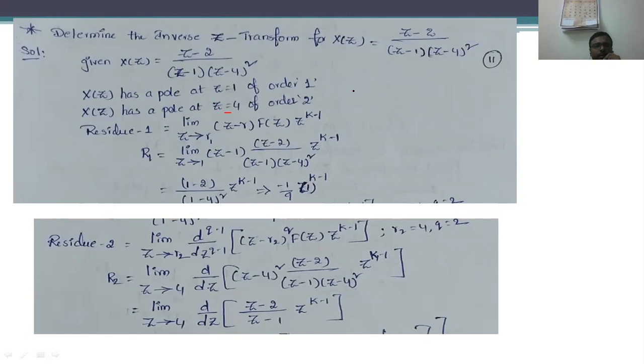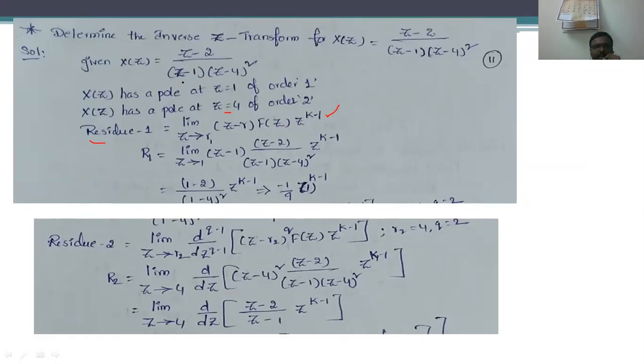Before that, first we are going to calculate the residue for the first pole, that is at z equal to 1. For calculating the residue, we have the fundamental formula: residue at a pole R1 is equal to limit z tends to R of (z minus R) into f of z into z power k minus 1. So R is nothing but the pole.